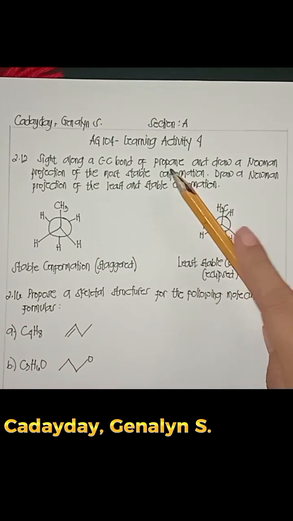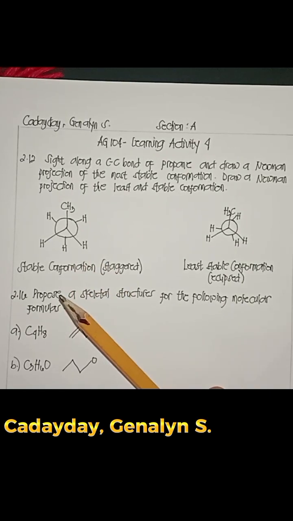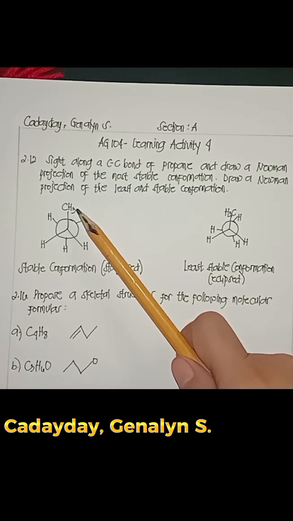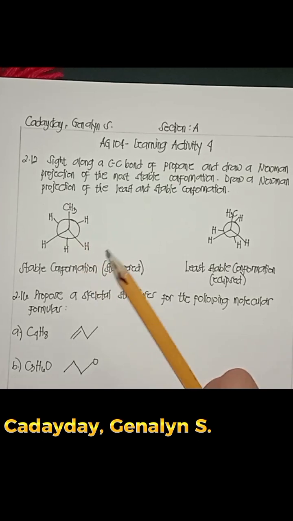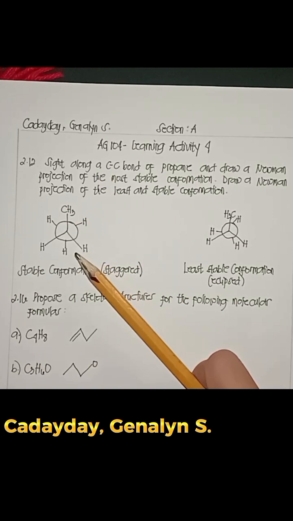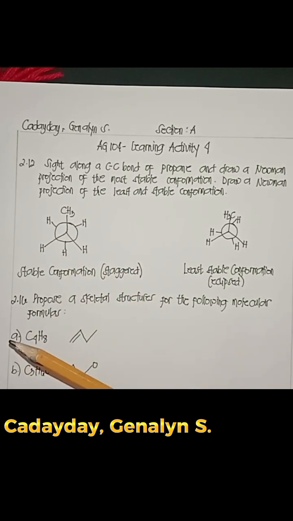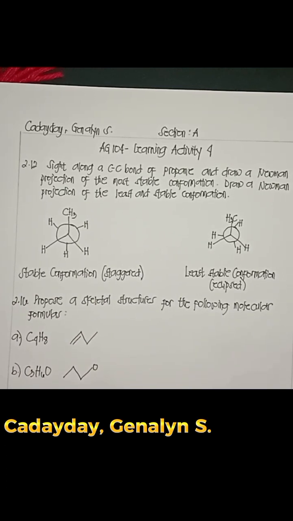So propane contains 3 carbons. In carbon 1, we will have 2 hydrogens and CH3 or methyl, which is our third carbon. That's why our parent name is propane. And it is bonded to carbon 1. In carbon 2, we have 3 hydrogens. So we are going to sight carbon 1 and carbon 2. The third carbon will become a substituent in the Newman projection.